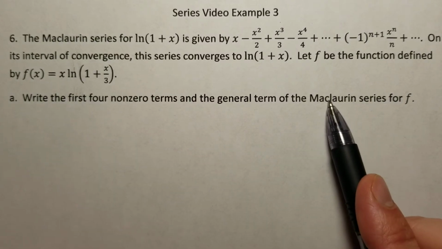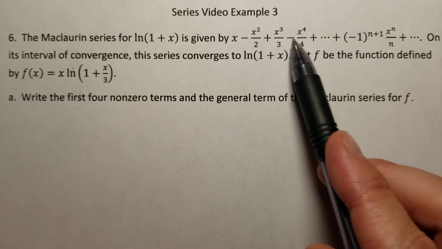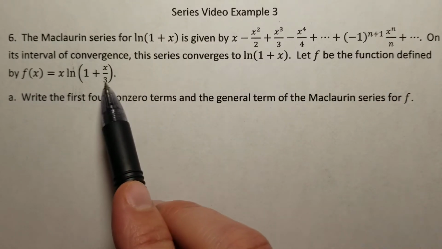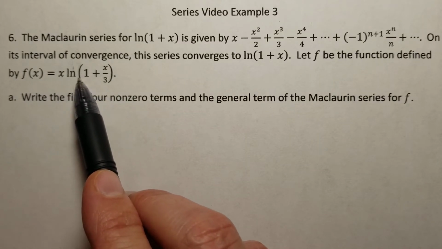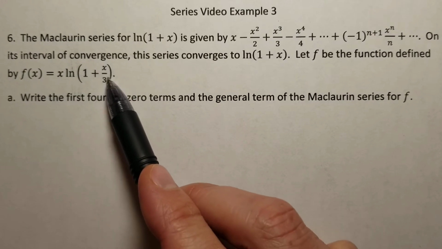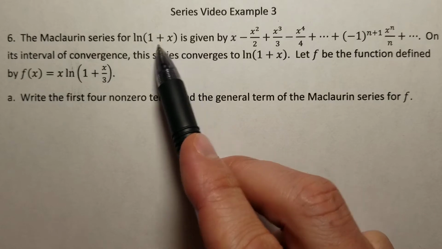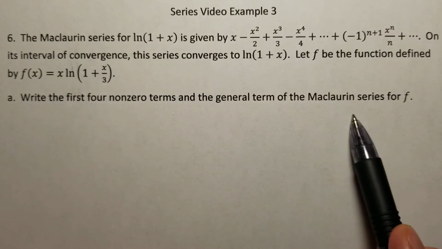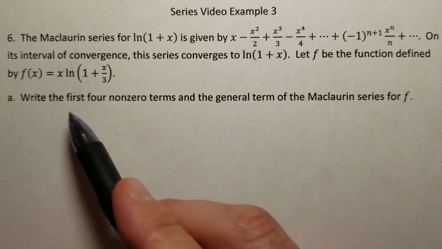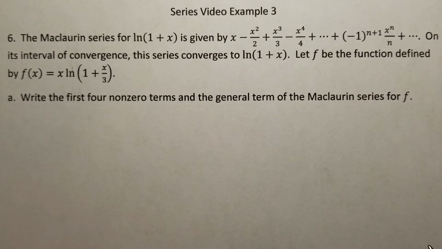Now, because it's a Maclaurin series, we're centered at 0, and we can use a series like natural log of 1 plus x to help us find x times the natural log of 1 plus x over 3. We're going to do that by taking x over 3 and plugging it in for x, and rewriting our series, and then taking that series and multiplying it by x, because these two are equivalent. So let's go ahead and do that step by step.